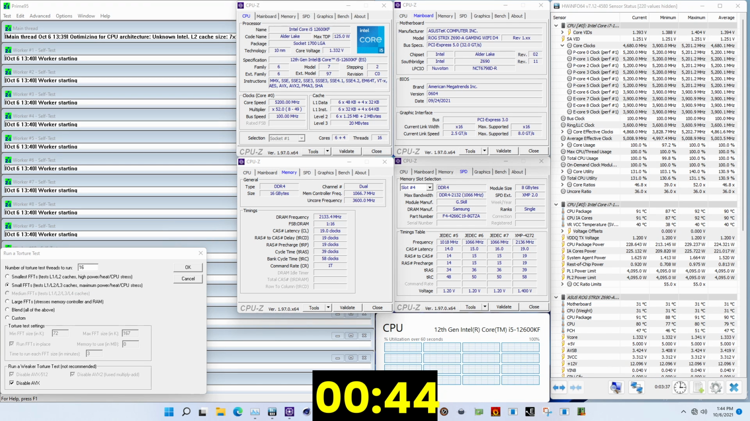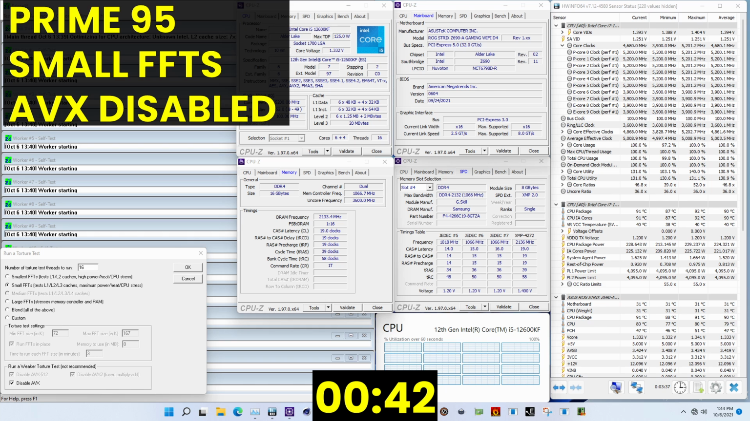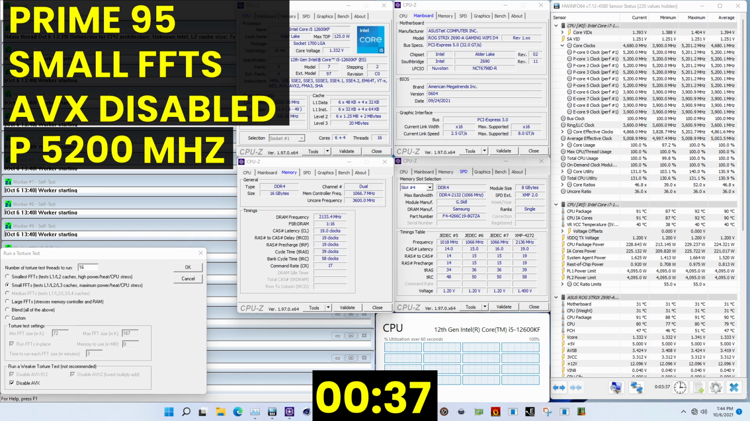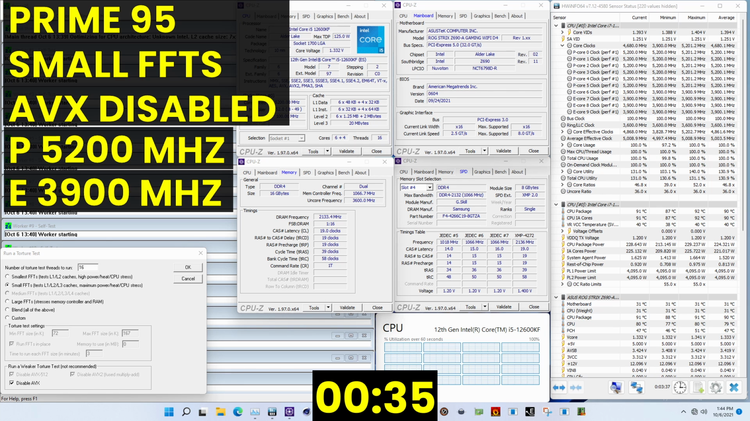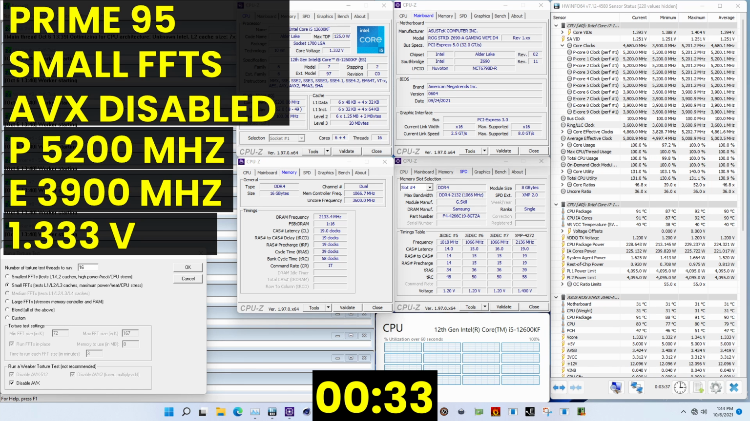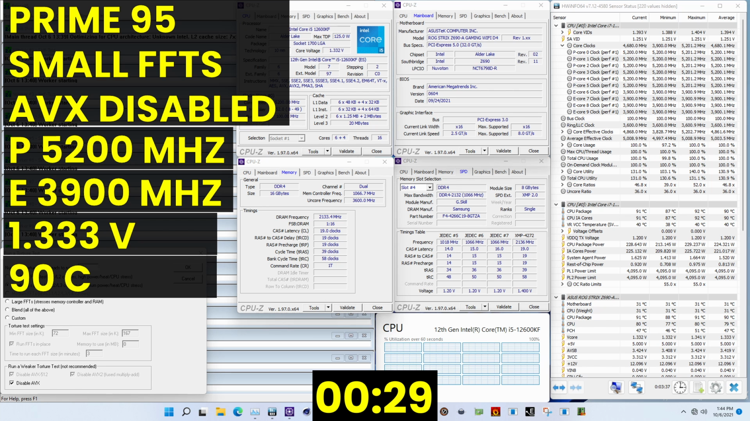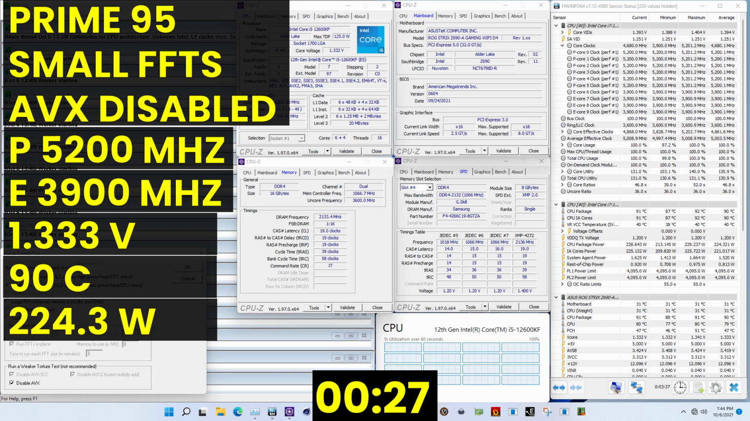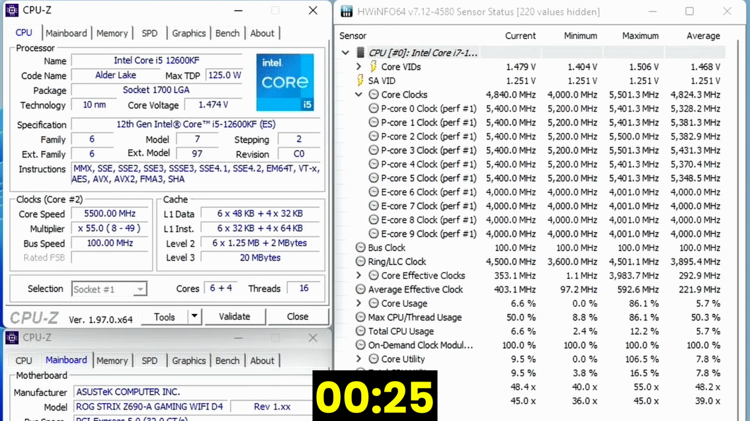When running Prime95 small FFTs with AVX disabled, the average CPU P-core clock is 5200 MHz and average CPU E-core clock is 3900 MHz with 1.333 volts. The average CPU temperature is 90 degrees Celsius and the average CPU package power is 224.3 watts. The highest core clock reported in the operating system is 5500 MHz.